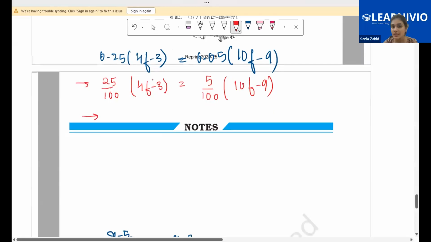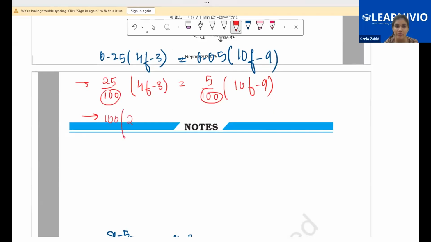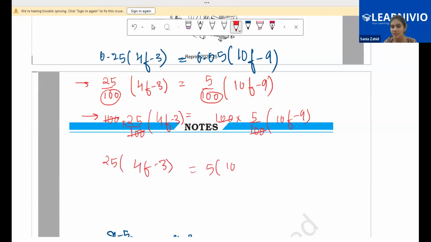Now what we will do is, see, we have a common denominator. We have 100 over here and 100 over here as well. So I will multiply every term with 100. So 100 multiplied with 25 by 100 into 4f minus 3 is equal to 100 into 5 by 100 into 10f minus 9. Okay, 100 and 100 cancel, 100 and 100 cancel. You get 25 into 4f minus 3 is equal to 5 into 10f minus 9.